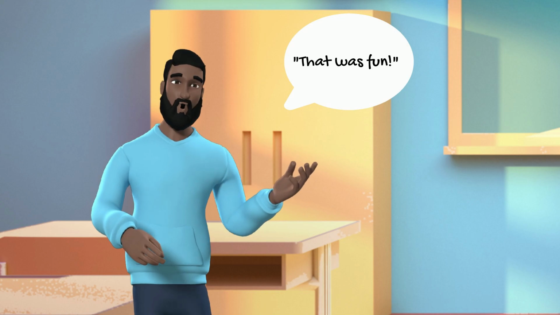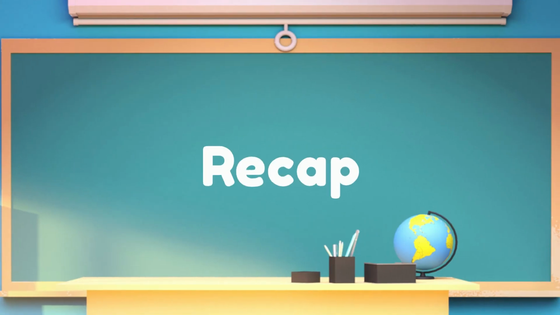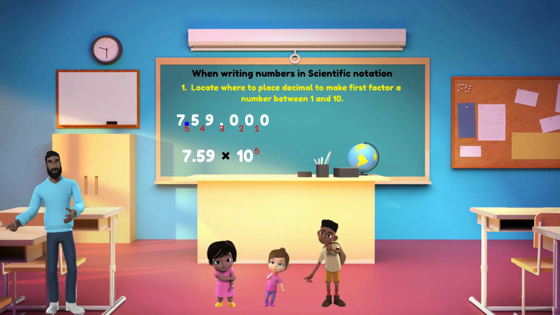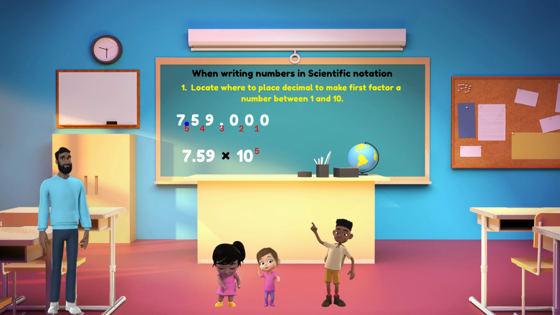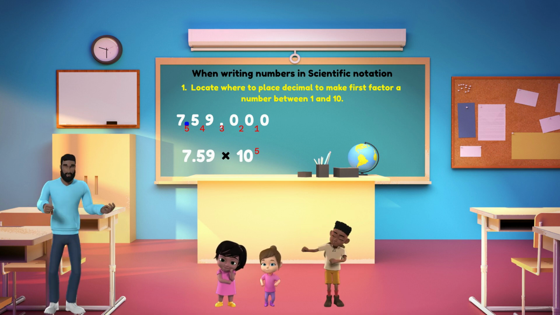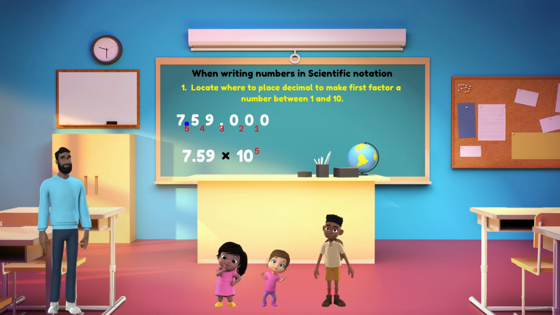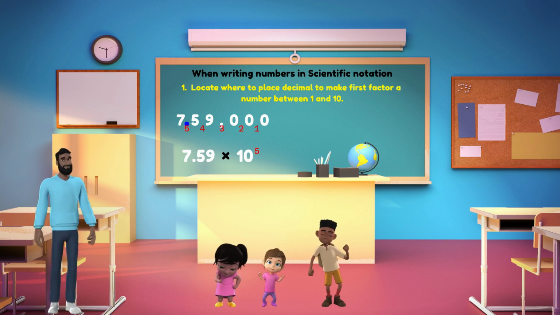That was fun. So a recap, when writing numbers or placing them in scientific notation, first we have to figure out where to put the decimal to make it a number between 1 and 10, and then we count how many spaces it took, and that's our exponent. If the number we're converting to scientific notation is less than 1, then our exponent is going to be negative. If the number we're converting is greater than 1, then our exponent is going to be positive.